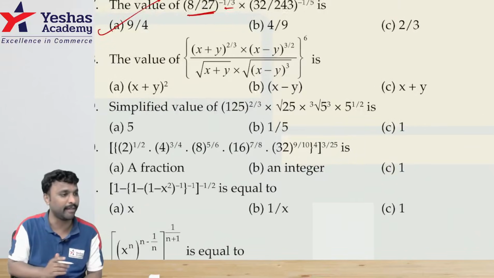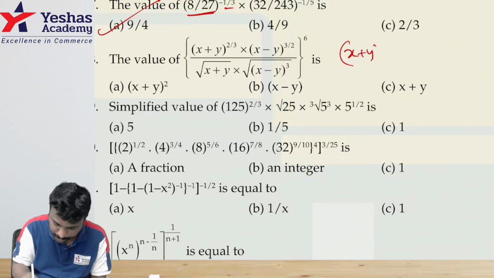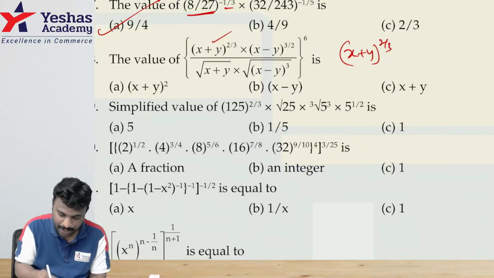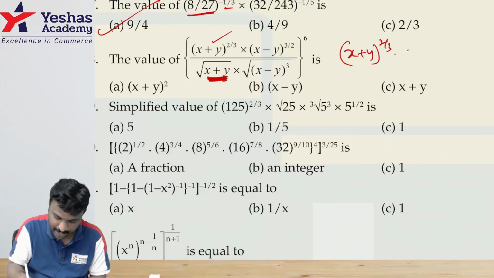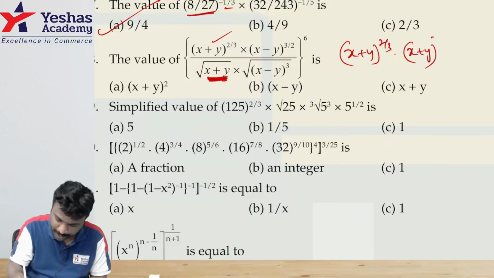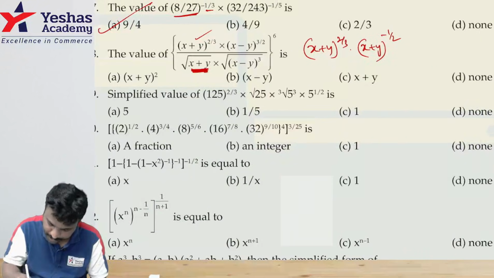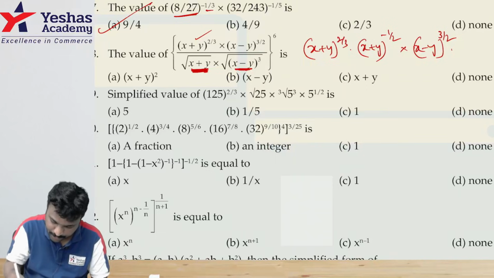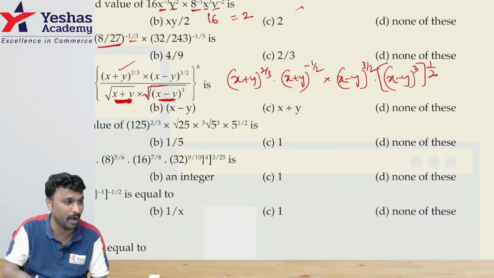Question number 18. Everybody look at this. First of all, combine x plus y terms together. X plus y whole power 2 by 3 we have in the numerator. Now, this x plus y has got a root. If it is taken up, x plus y whole power, root is actually 1 by 2. If I take it up, that 1 by 2 becomes minus 1 by 2. Have you understood? And then you have x minus y power 3 by 2, and this is x minus y power 3, and root means whole power 1 by 2, isn't it? Root means whole power 1 by 2.